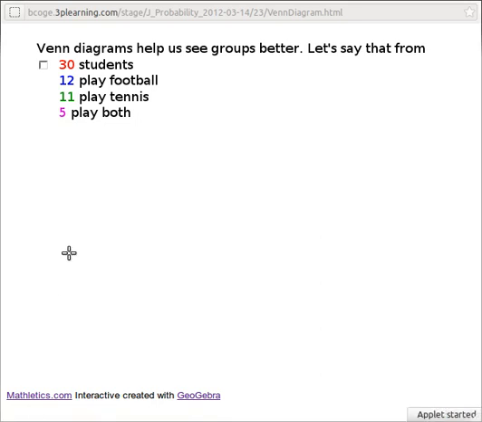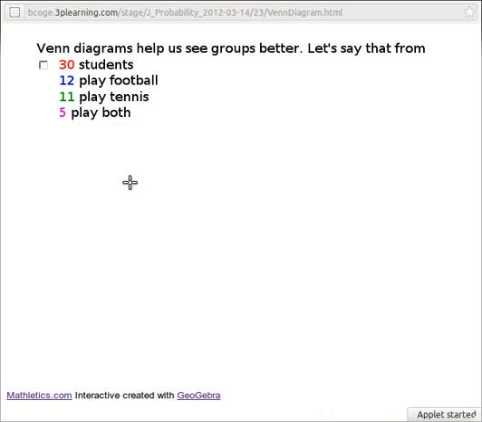In probability, you do a lot of counting. And sometimes in probability questions, you get a whole lot of information and you've got to process it, and then you've got to use those numbers and add them up and subtract them and multiply them and come up with answers.